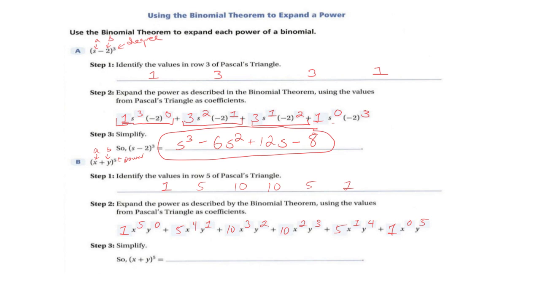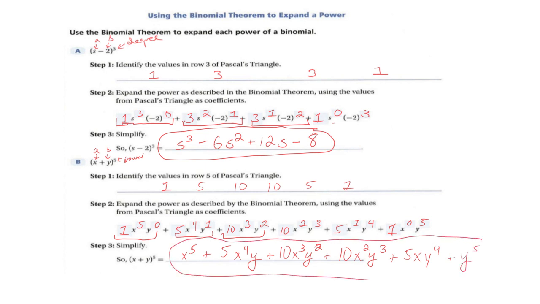Then last step is clean it up. Right, we get x to the 5th for the first term. Second term is plus 5 x to the 4th y, plus 10 x cubed y squared, plus 10 x squared y cubed, plus 5 x y to the 4th, plus y to the 5th. And there's your solution.